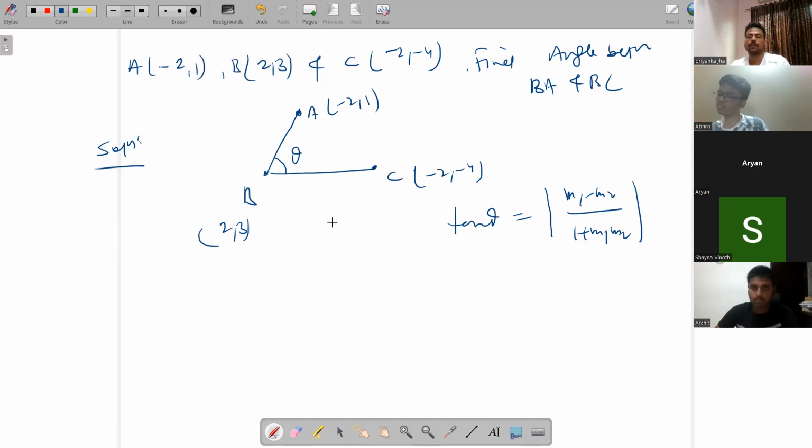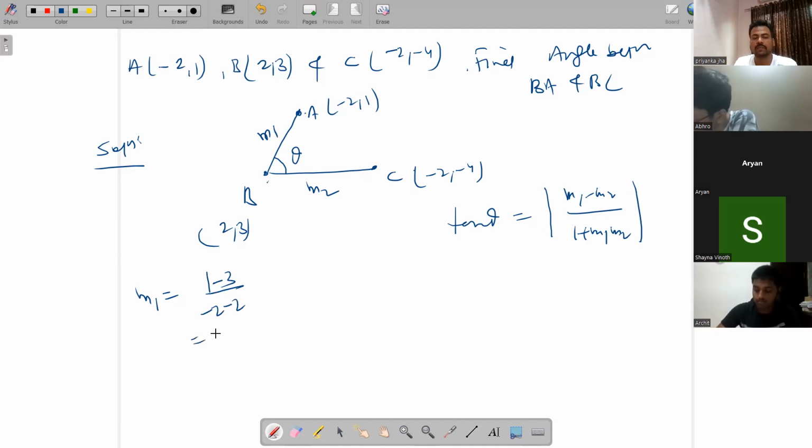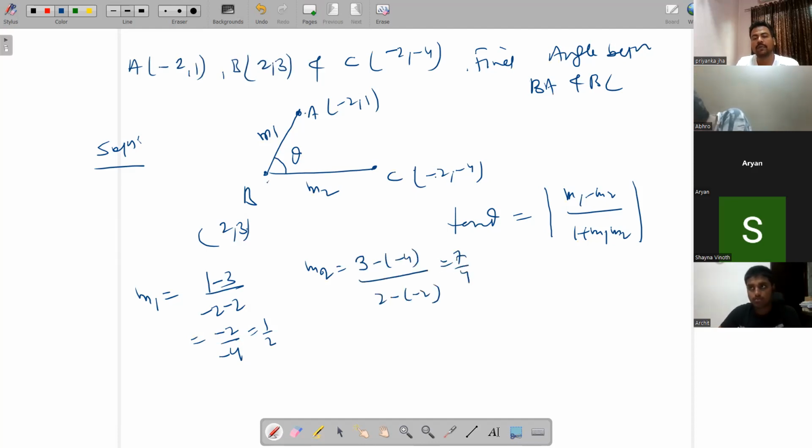So now suppose m1 is the slope of this line, m2 is the slope of this line. First thing you have to do is find m1. m1 is the slope of this line. You can see that this line is joining these 2 points. How do you find the slope of a line joining 2 points? y2 minus y1, so 1 minus 3 upon minus 2 minus 2, that is minus 2 upon minus 4. So half. And what is m2? Joining these 2 points, 3 minus of minus 4 upon 2 minus of minus 2, that is 7 upon 4.